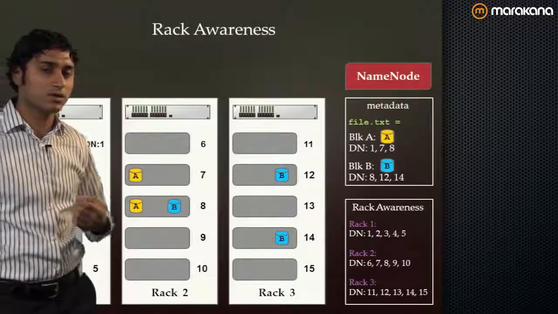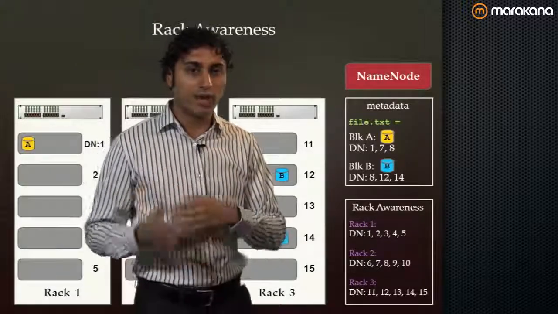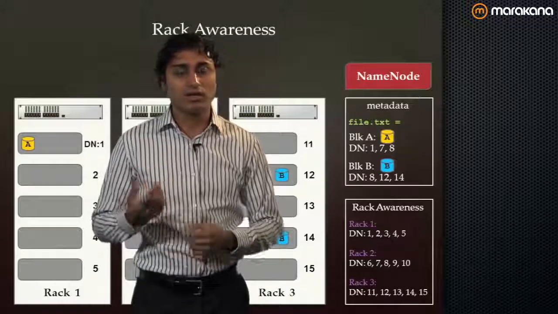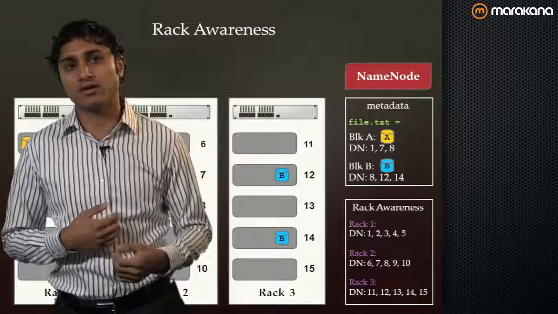Another thing is that the name node is rack aware. That means the name node knows what rack each data node is on. You have to actually manually configure that on the name node via a bash or Python script.